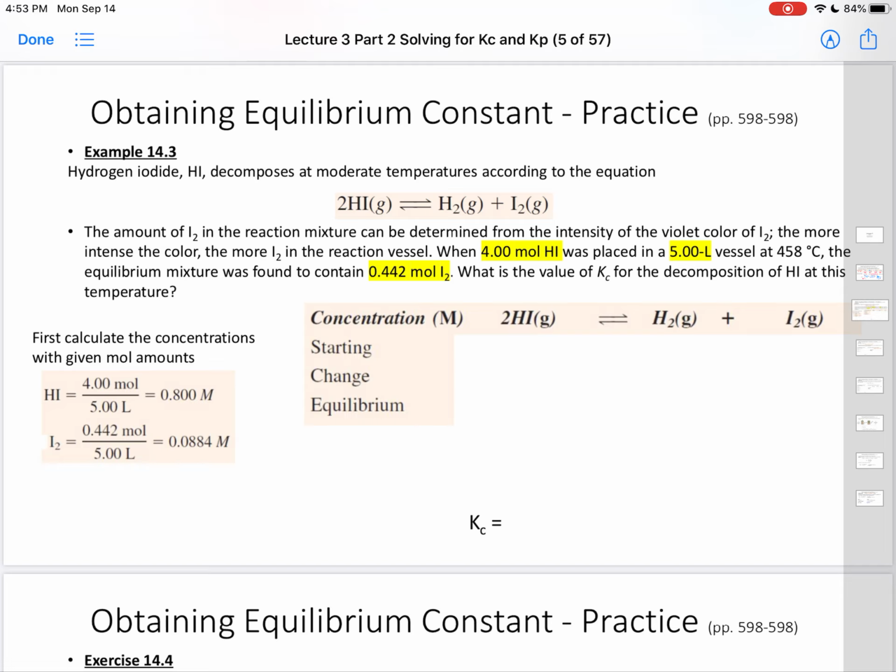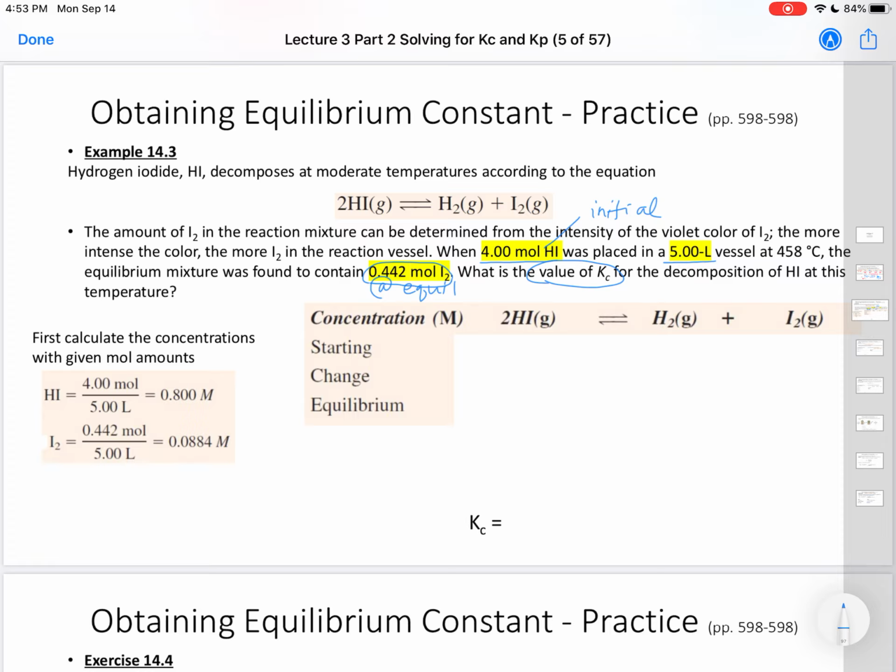When you have 4 moles of HI placed in a 5-liter flask, the equilibrium mixture was found to contain this much I2. So this is at equilibrium. This is initial. And they ask you, what is the value of Kc? To do this, we're going to have to set up our little table.